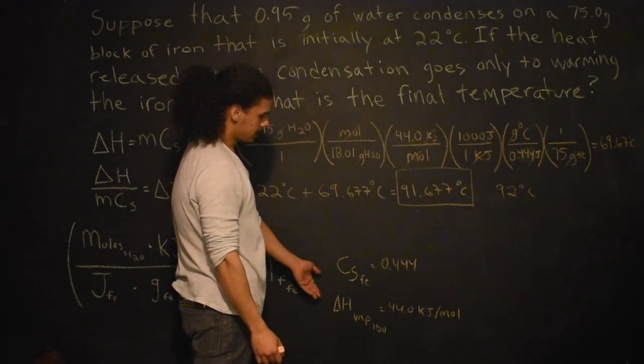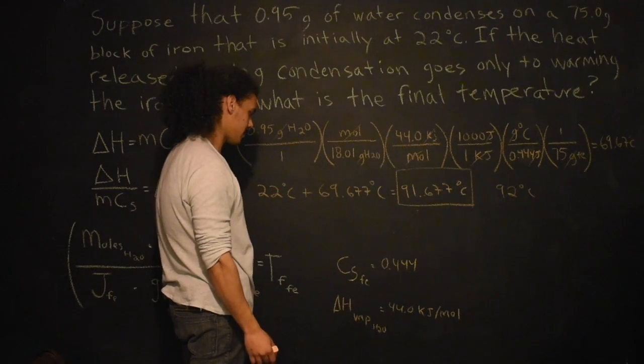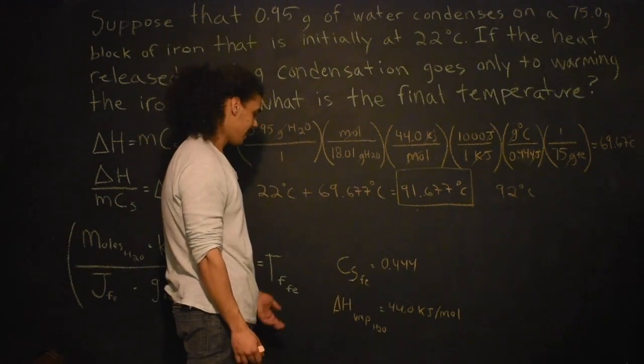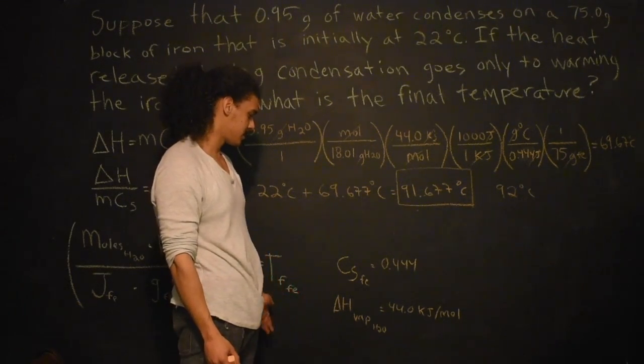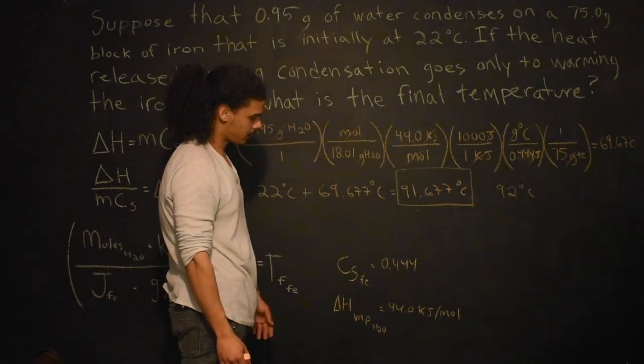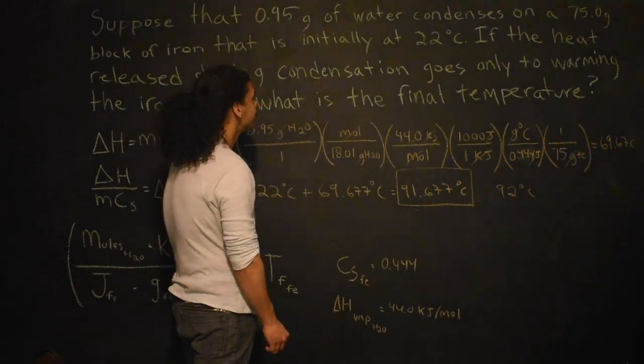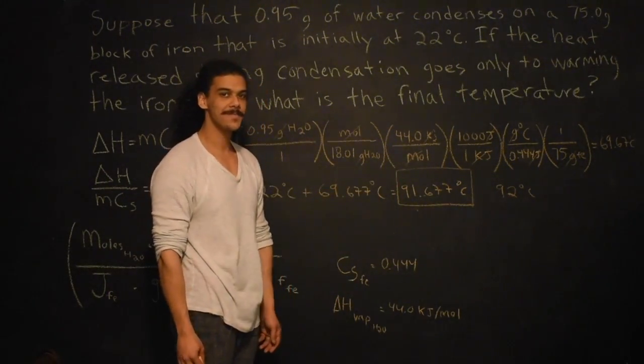And a couple numbers you had to look up are the specific heat of iron, 0.444, which you can Google, and the heat of vaporization of water, which was assumed and was somewhere in the book. Alright, there we go. That's it.